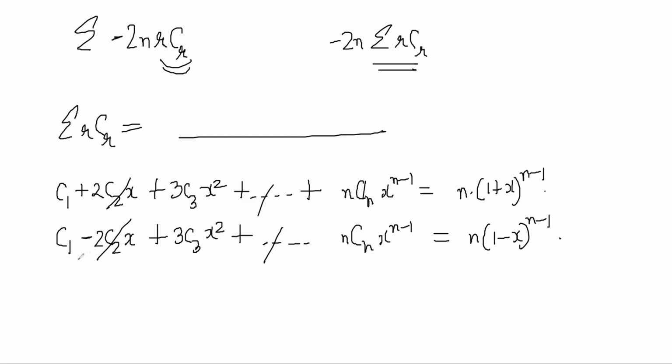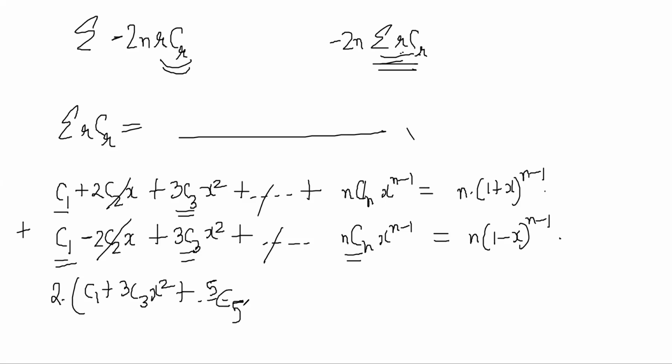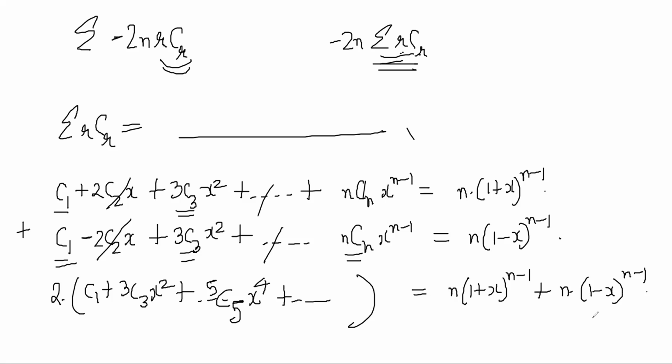Actually, because we need c1 and 3c3, we have to cancel the even terms, so we have to just add it. Finally, you need c1 plus 3c3 plus terms like that. You don't need the 2c2, 4c4 terms. So add these two. You get 2 times (c1 plus 3c3 x square plus 5c5 x power 4 and so on) equal to n into (1 plus x) power n minus 1 plus n into (1 minus x) power n minus 1.